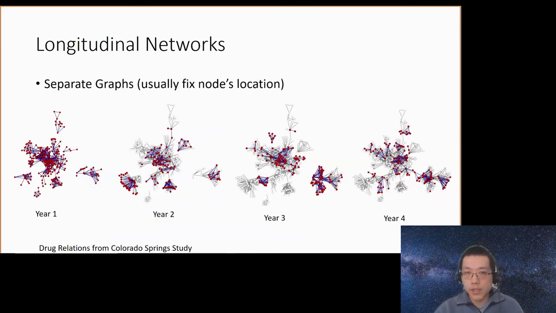One thing I do want to mention is when you have a longitudinal network, meaning you collect network data over time, there are usually two things you can do to visualize that network. First, you can create a separate graph. For example, in this case, they have collected the drug co-use network over 4 years. So they just plot four separate networks, but they fixed the nodes' locations. So that's easy on the eyes over time.